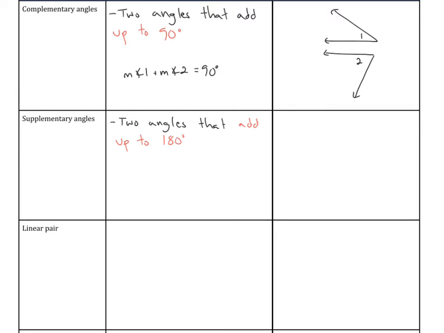So once more, I can have an angle right here. Let's call this angle 3. Let me get another angle over here. We can call this angle 4. And if you were to add these two measures together, measure angle 3 plus the measure of angle 4, they should equal 180 degrees.